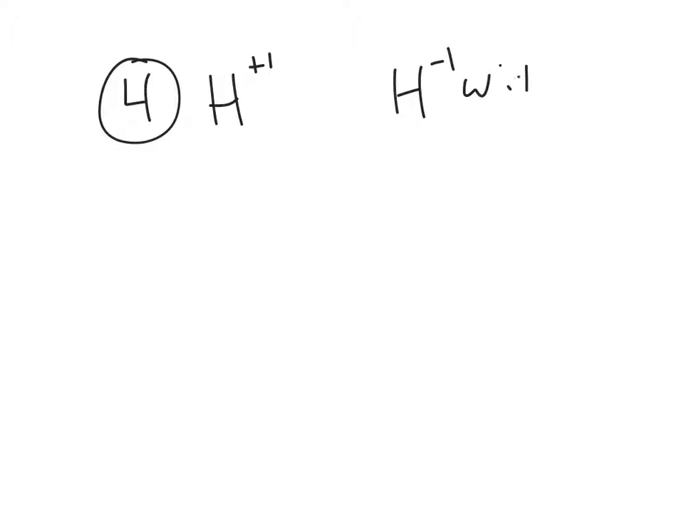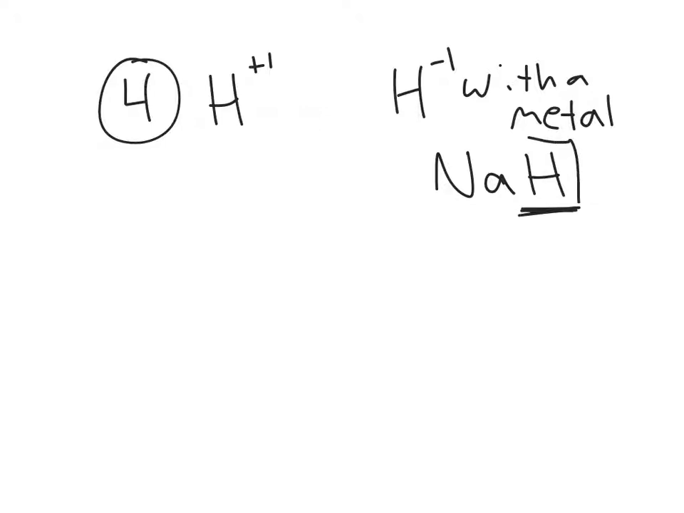The fourth rule deals with hydrogen. Hydrogen is always +1 unless it's with a metal. If it's with a metal, it's -1. So how do I know when hydrogen's with a metal? If I had something like NaH, hydrogen's written second, so it's hinting to you that this is the negative anion, and then this is my cation. So when hydrogen's with a metal, it's -1, but again, 95% of the time, hydrogen is +1.